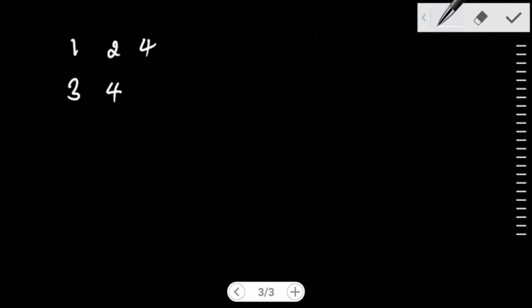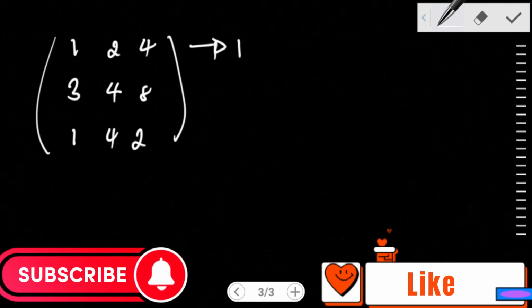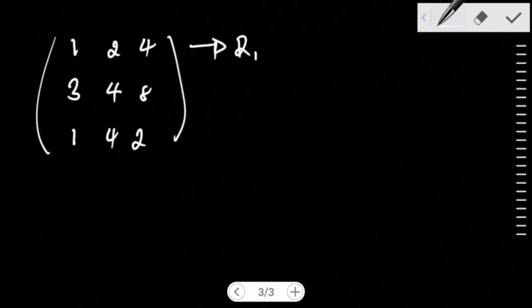So if I have 1, 2, 4, 3, 4, 8, 1, 4, 2, this is my matrix. For the first case, I'm going to use the first row to determine the determinant of this matrix.